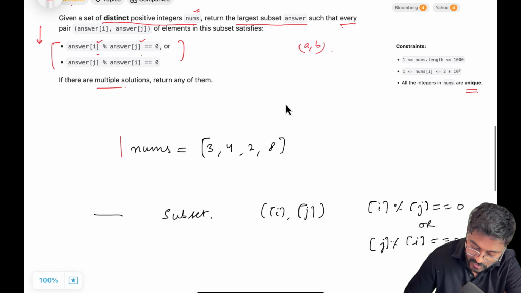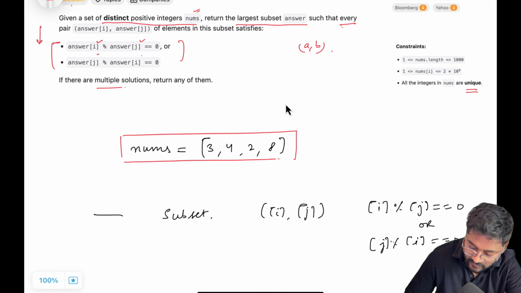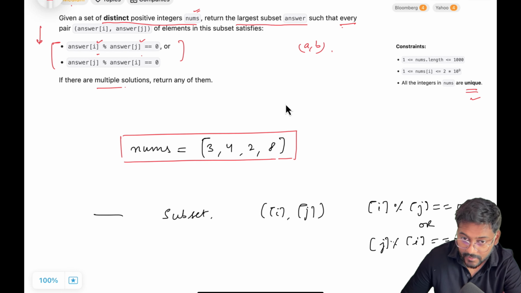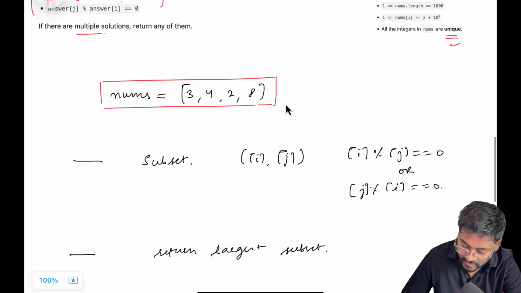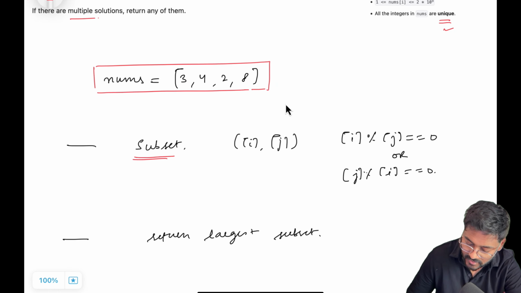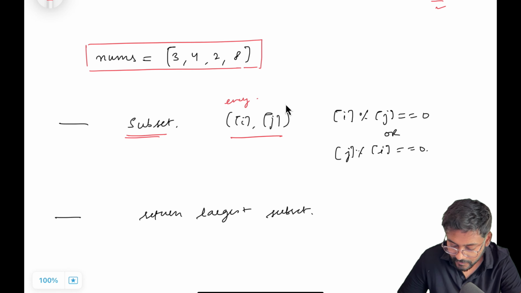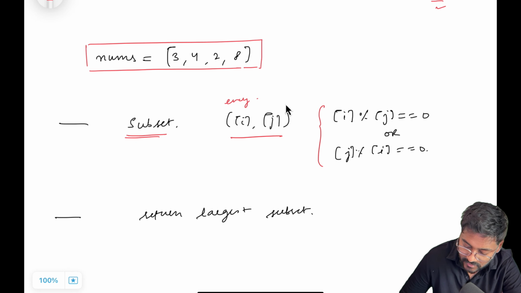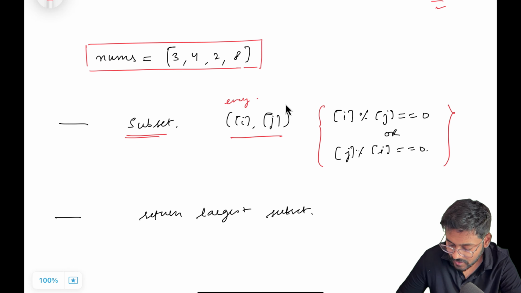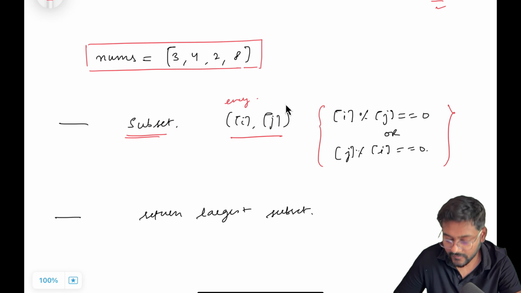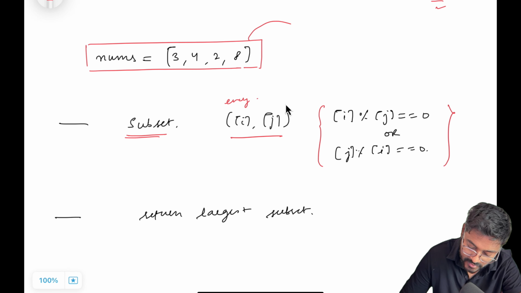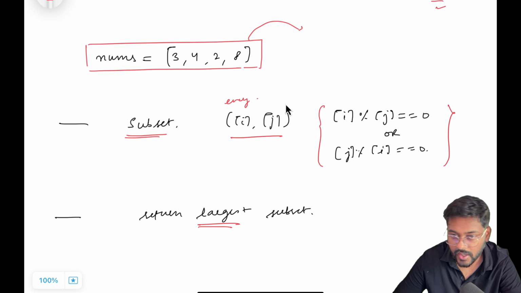Just to keep it simple, we will be given an integer array with all unique elements, and from that array we have to form a subset such that in the subset every pair, not just any one or two, every single pair is following this condition: either the first item is divisible by the second or the second item is divisible by the first. So if I try to prepare a subset, what we have to return is the largest subset you can form.